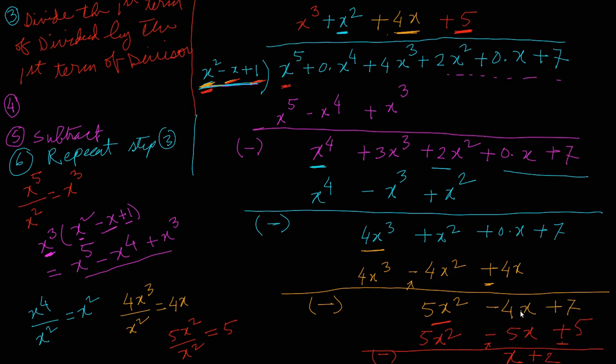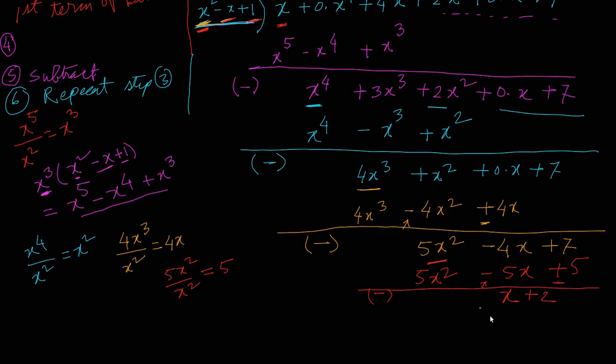All right, so I cannot do it anymore. So now, as you can see, let me use another color if I may. So this whole thing is my quotient. What is my quotient? x cube plus x square plus 4x plus 5. So this is my quotient. And what is my remainder? This x plus 2 is my remainder.